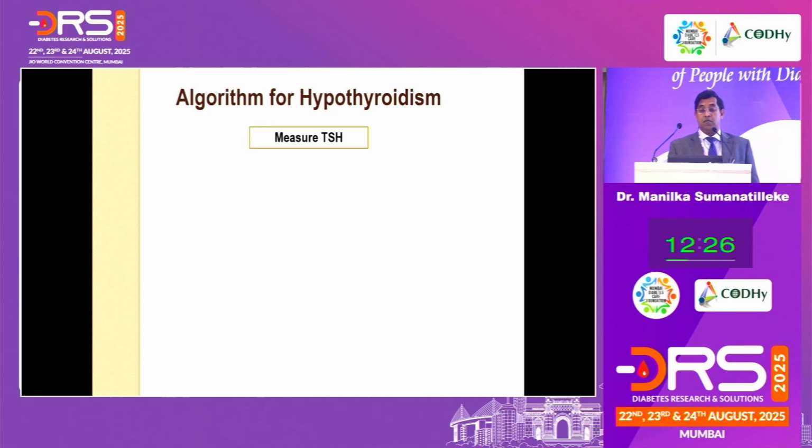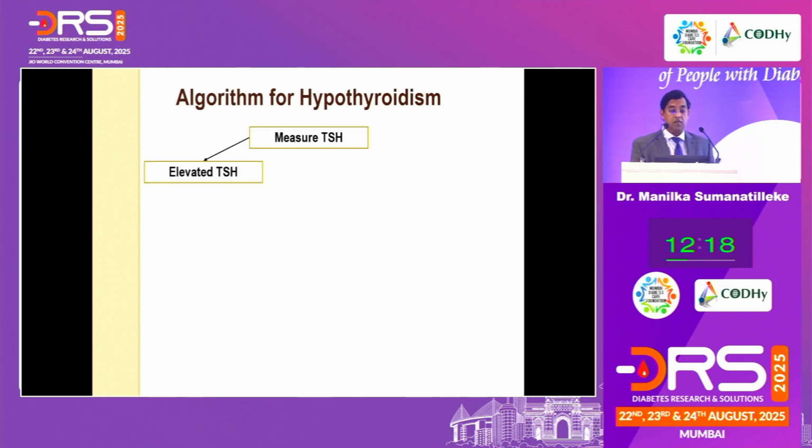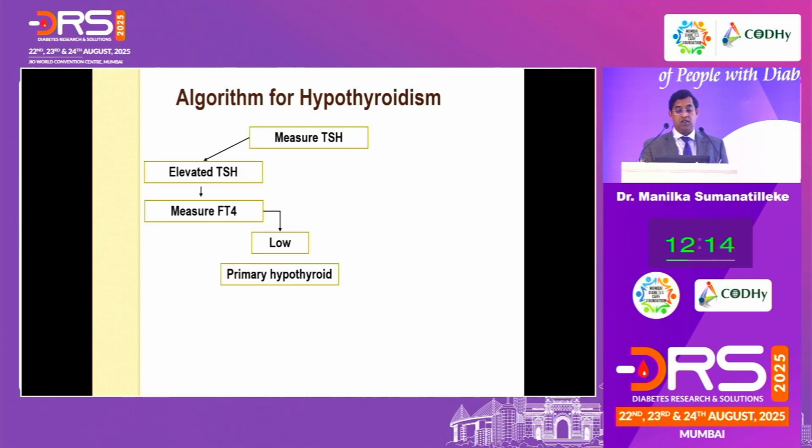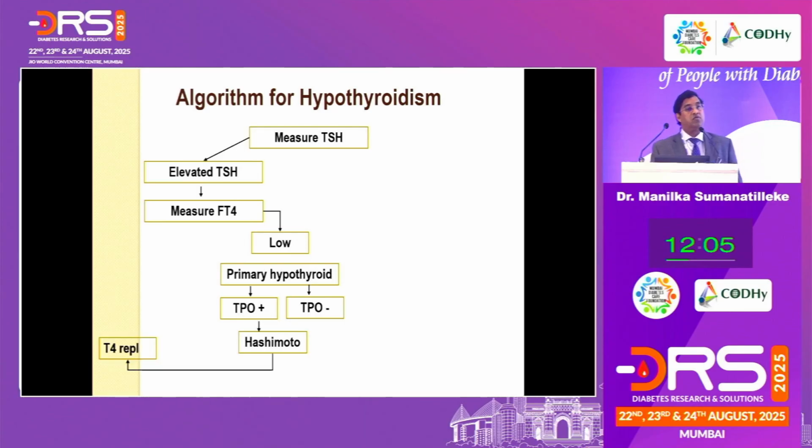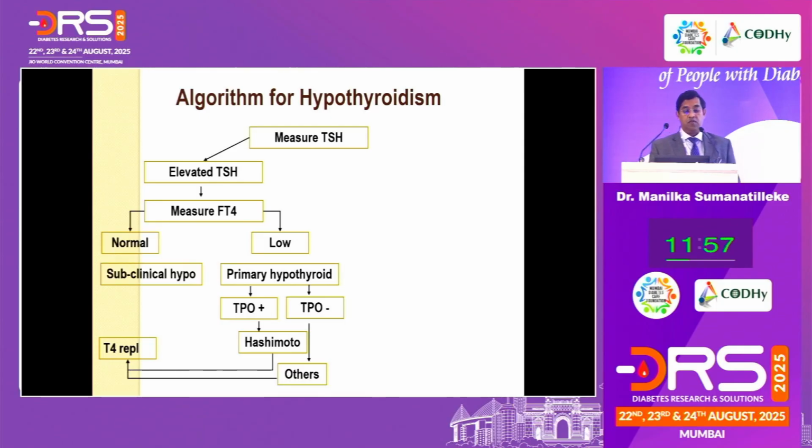So, ladies and gentlemen, if you take the algorithm, TSH is first. I think all of you have the third generation TSH. Start with the TSH. If the TSH is elevated, you could measure the free T4, and if that is low, you have primary hypothyroidism. If antibodies are positive, thyroid peroxidase, you have Hashimoto's, that's the commonest. You replace thyroxine. If that is negative, could be another cause. We have the list of things, still you replace.